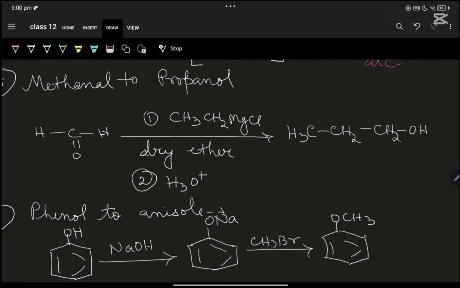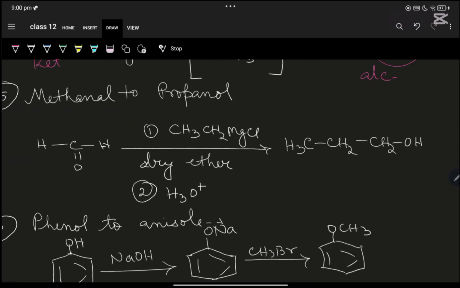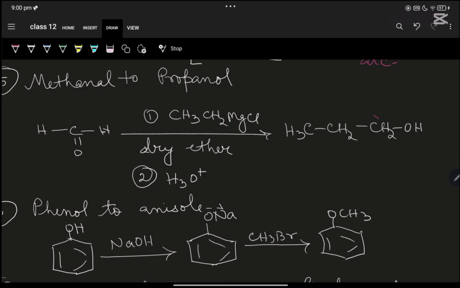Now methanol, HCHO, to propanol, alcohol. So I told you just now that in order to obtain alcohol from HCHO, you will get only 1 degree alcohol. From RCHO, using Grignard, of course, you will get 2 degree alcohol. So here again, this is methanol and you are getting a 1 degree alcohol. So 1 degree alcohol, this CH2OH you got from methanol. There are extra 2 carbons. These 2 carbons came from the Grignard. So Grignard will be CH3CH2MgBr or MgCl, whichever you are taking, dry ether medium and then H3O plus. Then you will get this 1 degree alcohol.